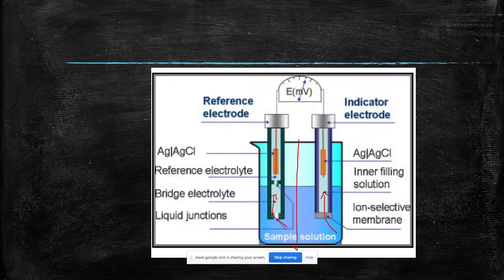Okay, so in the reference electrode, electrolyte solution of known concentration moves in. So here in the indicator electrode, electrolyte solution of unknown concentration will be moving in. Okay, so here you have a liquid junction, they will be separated.